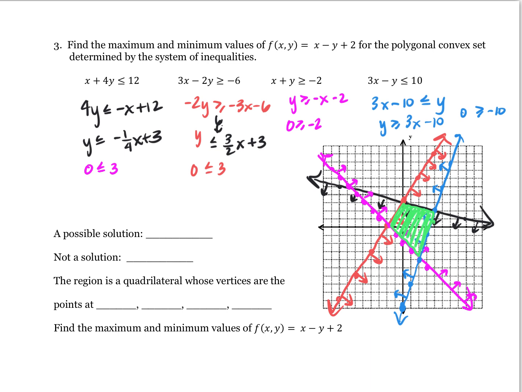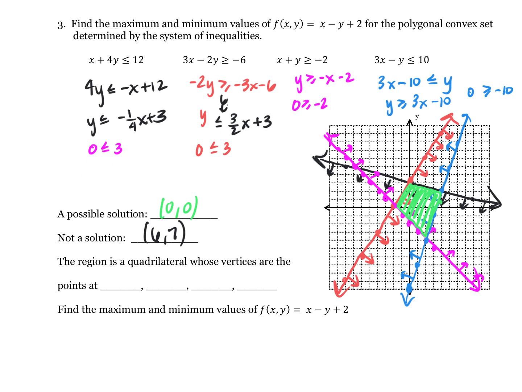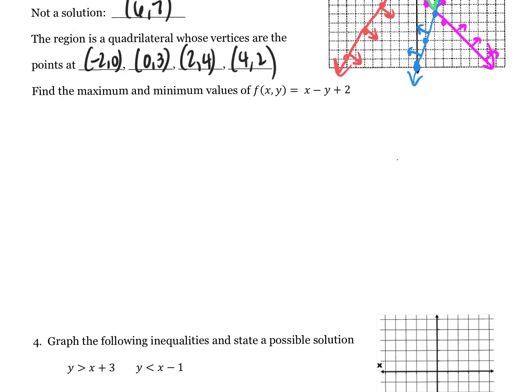Possible solution. Give me a point in my green kite. 0, 0. Not in my green kite. 6, 7. I knew it. Literally, that's why I went snap, snap. I was waiting for someone to say 6, 7. Okay, what would you say our vertices are? Negative 2, 0. 0, 3, right? Yep. 2, negative 4. I agree with that. 4, 2. Go you.